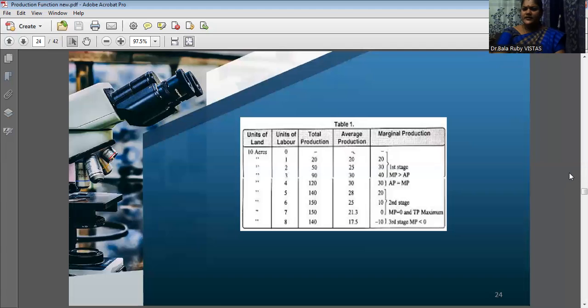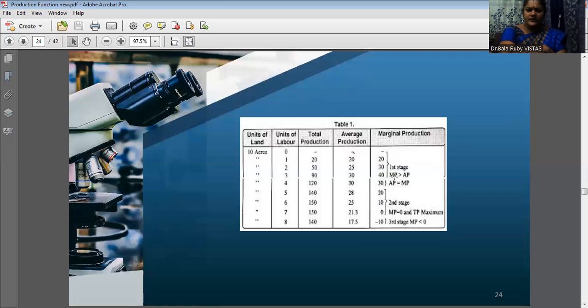See, in the beginning of the class, I told you here 3 stages have been clearly illustrated. So the first stage ends with the 4th unit of labor. Listen very carefully. The first stage ends with the 4th unit of labor. How can we identify this? Here, when we employ this 4th unit of labor, average production is 30 and marginal production is also 30. So the first stage ends with the same average production as well as marginal production. So this is the ending of the first stage, that is the 4th unit.